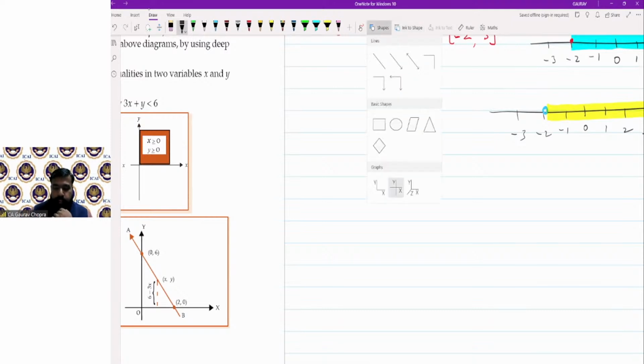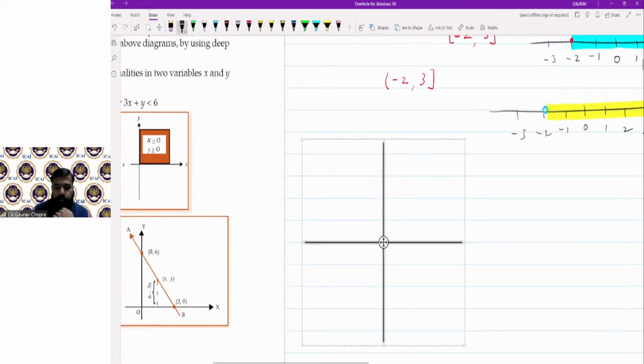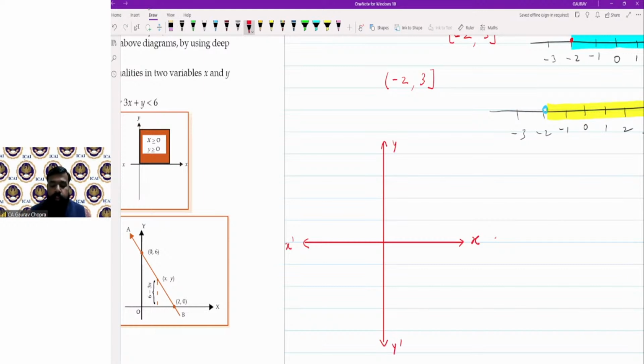So let us make the shape of a graph. So this is the graph. Now, on the graph, one is the x-axis. So we'll write x and x dash. The other is known as the y-axis, y and y dash. And in the center, we will write 0. Center, it is 0. Okay.